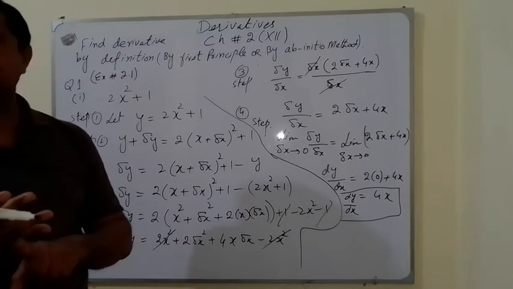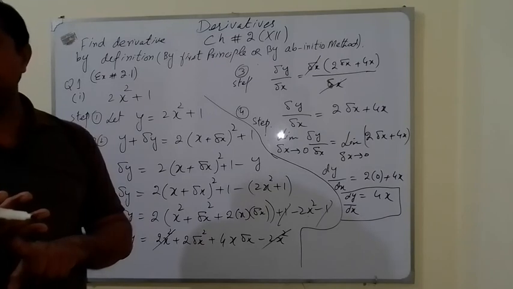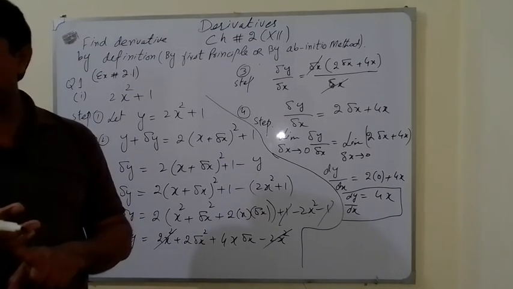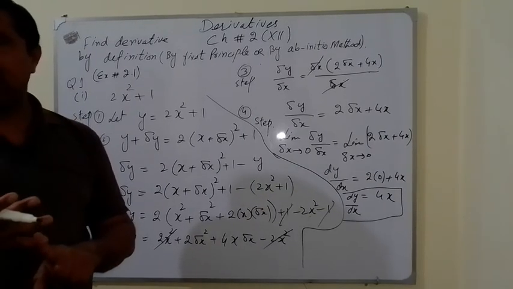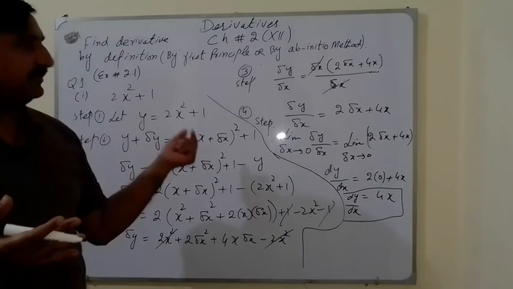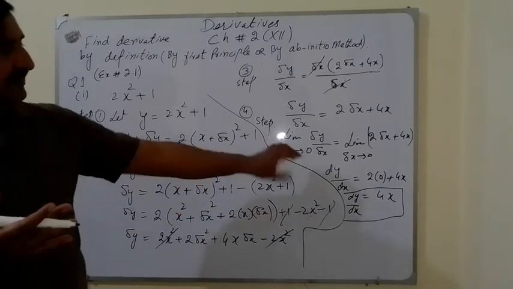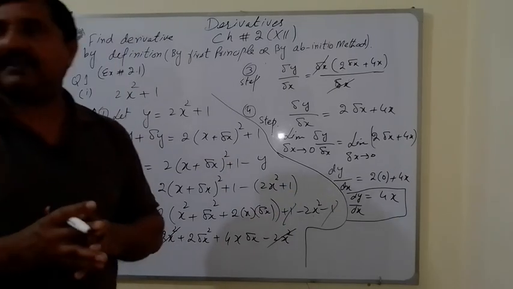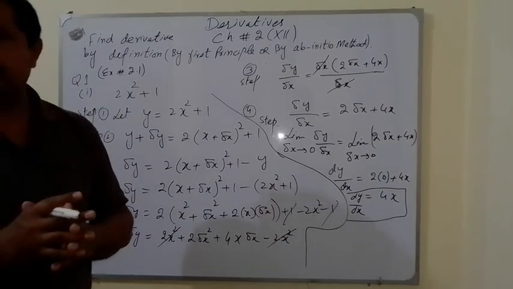The first step is to let y equal the given function. The next is y plus del y on the left and x plus del x on the right. The third step is dividing both sides by del x. And the fourth step is applying the limit on both sides. After simplification, we get the required answer, which by the definition is dy over dx, the derivative of y with respect to x.